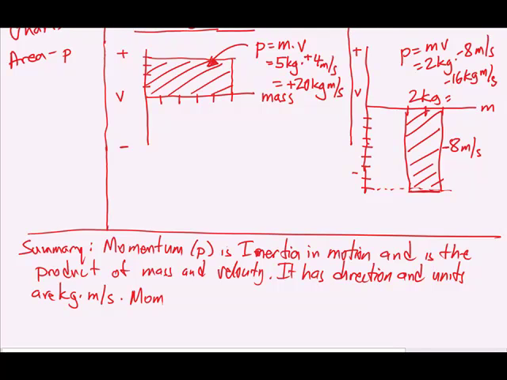Last item here are momentum charts. Momentum charts are drawn on a velocity versus mass graph. Velocity has both a positive and negative value. Mass is a scalar along the horizontal axis, and it graphically shows the momentum expressed as P by their area.